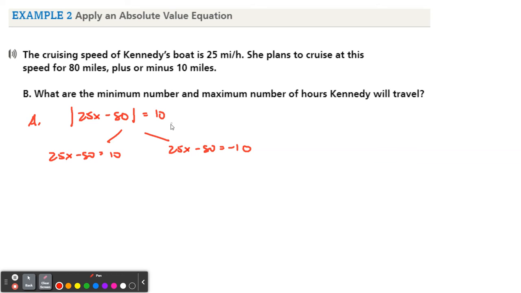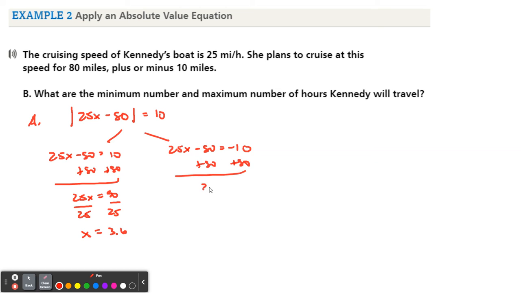And we're going to solve this, right? And we're going to find this x, which is time, and we're going to see the time between her travel, like how long, how short she might have to travel. So let's add 80 to both sides. 25x equals 90. Let's divide by 25 on both sides. X equals, and this comes out to be 3.6, and it'd be hours. Over here, let's add 80 to both sides. 25x equals 70. Let's divide by 25 on both sides. X equals, and we get 2.8.